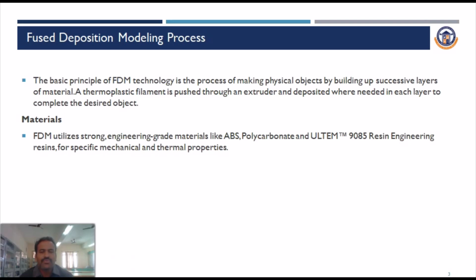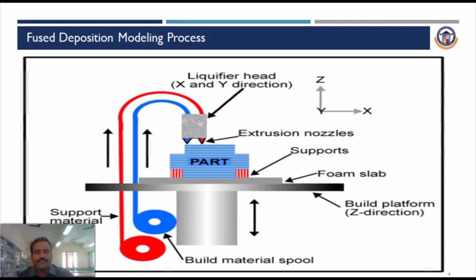What are the materials used in FDM? FDM utilizes strong engineering grade materials like ABS, polycarbonate, and Ultem 9085 resin, which are engineering resins with specific mechanical and thermal properties. Next, this is the entire setup of fusion deposition modeling.